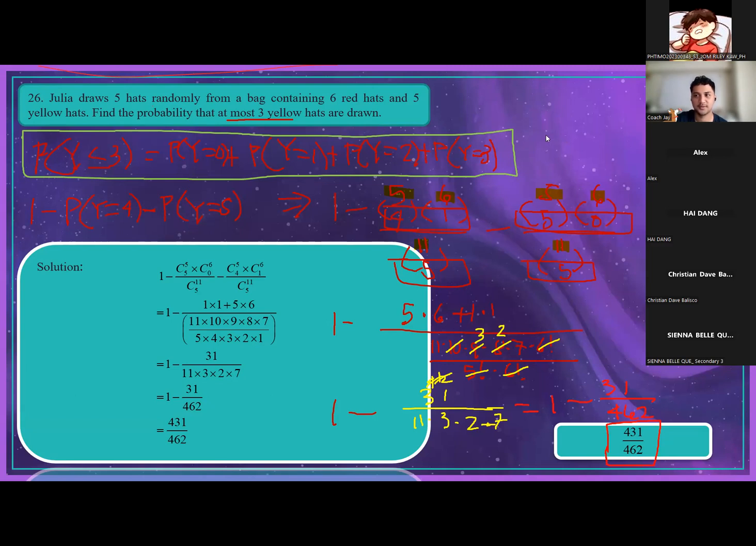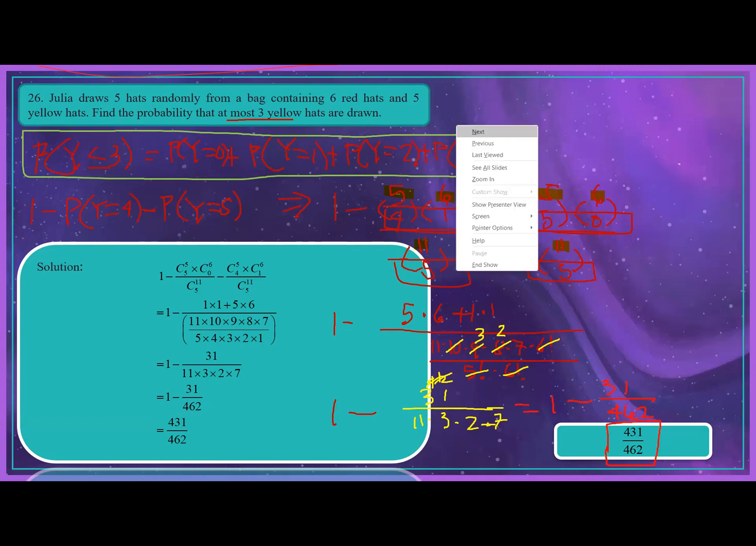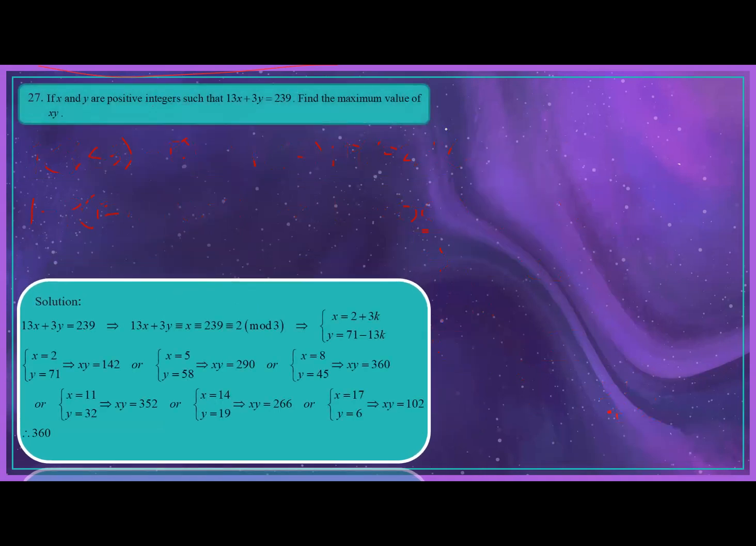None? Okay, so let's proceed. Number 27. If x and y are positive integers, so here we have this restriction, such that 13x plus 3y equals 239, find the maximum value of x times y. Here we are required that x and y are positive integers. For this, we can use the extended Euclidean algorithm.